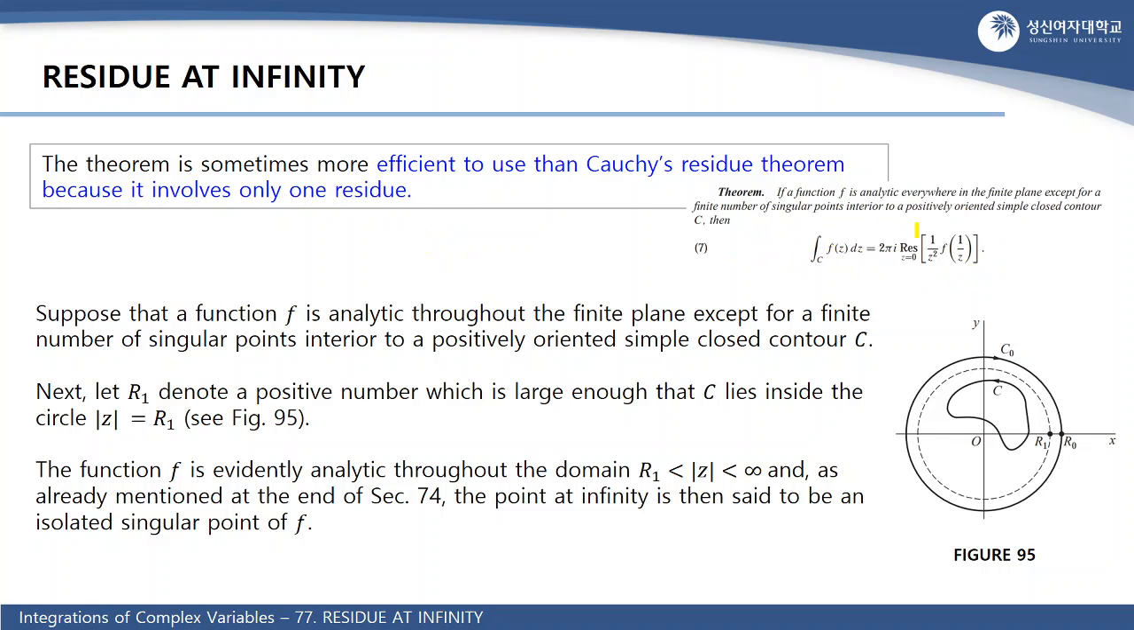You can see this theorem also in your textbook. To see this, let's check some prerequisite analogy. We suppose that a function f is analytic throughout the finite plane except for a finite number of singular points interior to a positively oriented simple closed contour, this contour here in the figure. Then we assume that there are several finite singular points here.